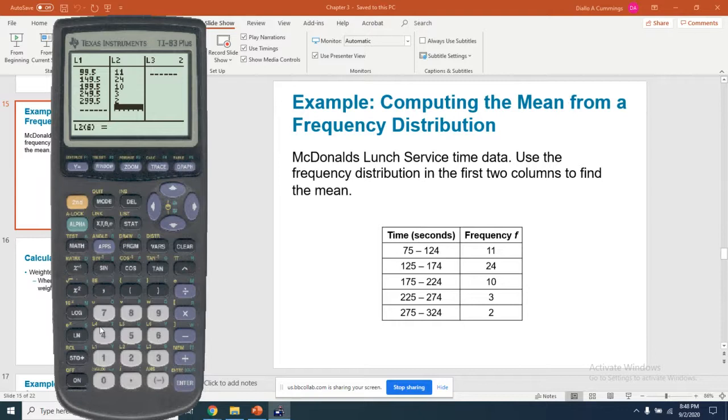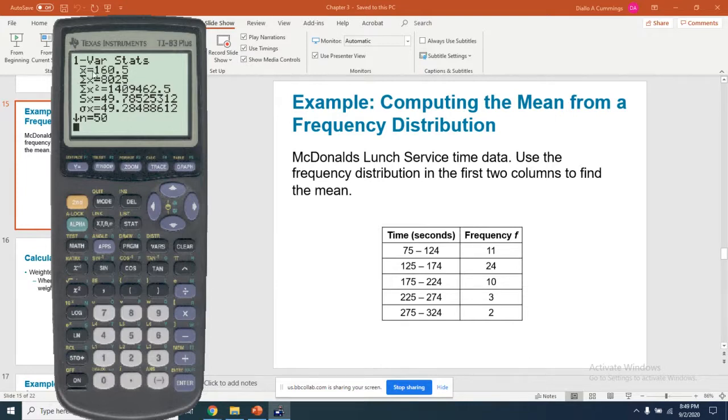In order to calculate the mean, I'm going to go back to the home screen, which is second, mode. This time I want to hit stat. So I'm not going back into the list functions. I'm going into the stat function. I want to scroll over to calculate. We want to calculate the one variable statistics. So I'm going to hit enter. Now we want to calculate the one variable statistics from list one and list two. So I have to make sure that I tell my calculator I'm using list one and list two. So I'm going to hit second and one, which is list one, comma, second and the number two, which is list two. And once I hit enter, it gives me the one variable statistics.